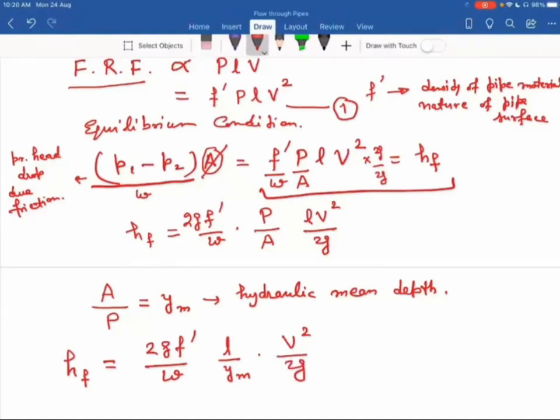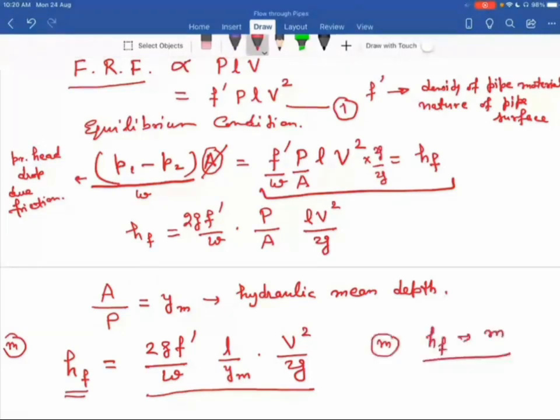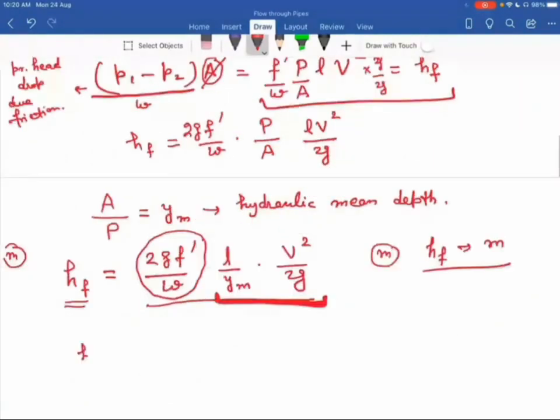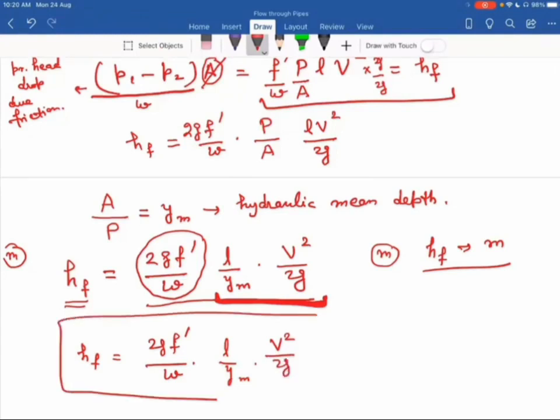Now you can see here, HF is the head loss. So the unit for head we can write as meter. Okay. Similarly on this side, the units depend on V square by 2G. So that are again in meter. So HF we can write in terms of meter. Okay. So this is one constant. And this term, the remaining term, having unit meter same as that of HF. Okay. So now we have this relation HF equal to 2G F dash by W into L upon Ym into V square upon 2G. We call this equation as Bell's equation. So this equation you can use for determining the head loss due to friction.